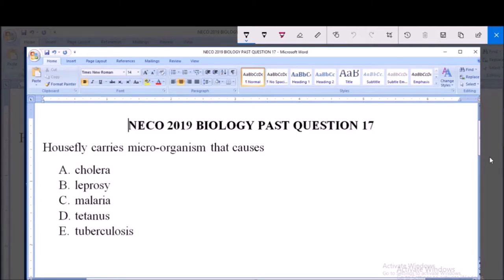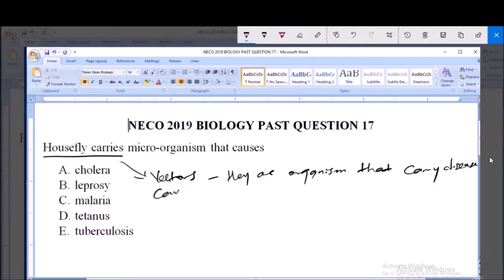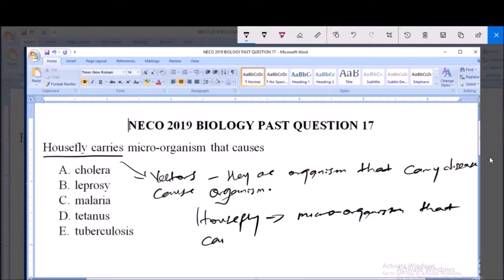Now, houseflies are referred to as disease vectors. That is, they are organisms that carry disease-causing organisms. In other words, they are simply organisms that carry pathogens. Now, housefly carries the microorganism that causes cholera. And that is option A.